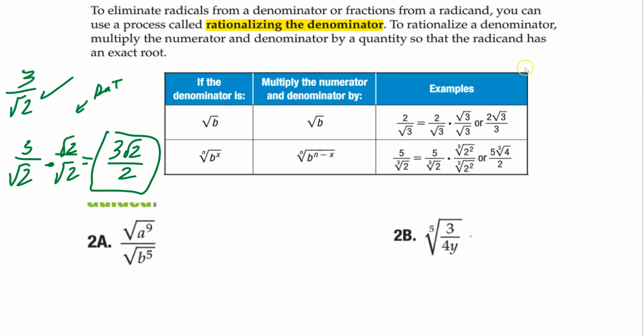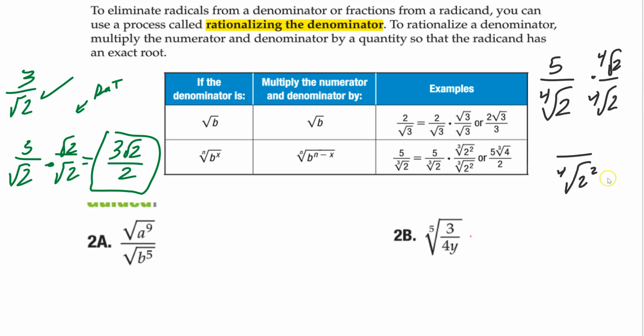The issue is, what if I give you this, over, let's say, the 4th root of 2? Well, if we multiply both top and bottom by the denominator, we're going to have a problem here. Look what happens on the bottom. On the bottom I get the 4th root of 2 squared. That doesn't simplify. So it's no good.